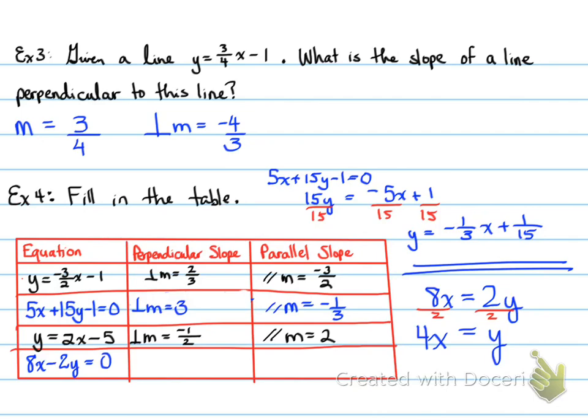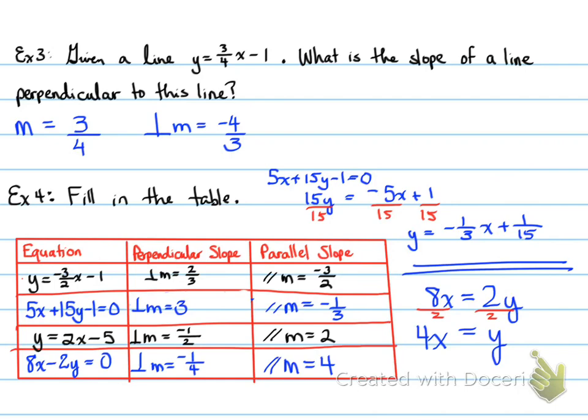Now what we have to do is identify the different slopes. Our parallel slope will be, parallel m will equal 4. And then our perpendicular m will be negative 1 over 4. So opposite sign and flipped.